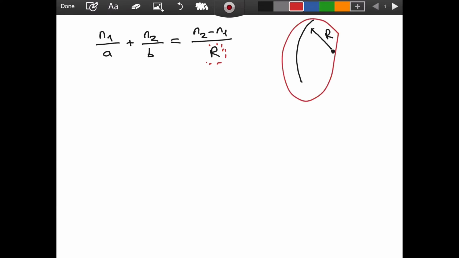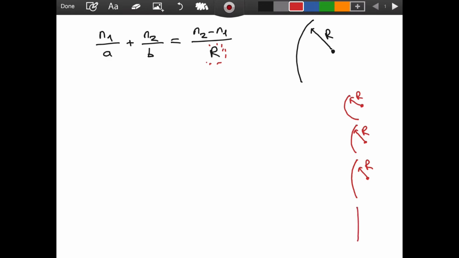Or actually, let me draw a few others. Maybe we have a radius of curvature that is representing this guy. Then it is becoming flatter, and the radius of curvature increases. And it is becoming a little flatter. The radius of curvature increases. And when the surface becomes flat, then the radius of curvature goes to infinity. Okay? I hope this makes sense. For flat surfaces, we have a radius of curvature that is very huge. So in the limit, it is going to infinity.